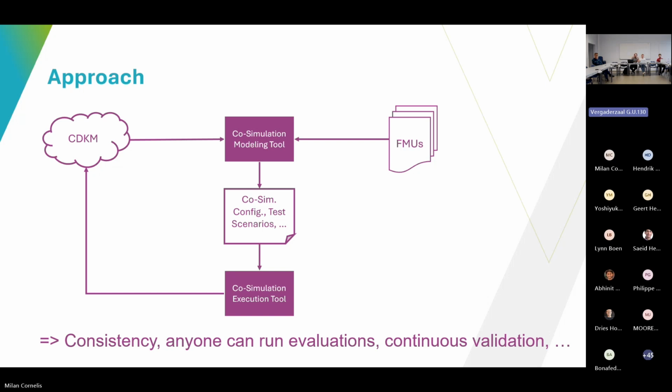So in the rest of the project, we want to look at using these test scenarios in a continuous validation scheme, where if an engineer changed something, the design parameter, for example, in the cross-domain knowledge model, we automatically rerun the required simulations to check if our design is still correct or is still valid.